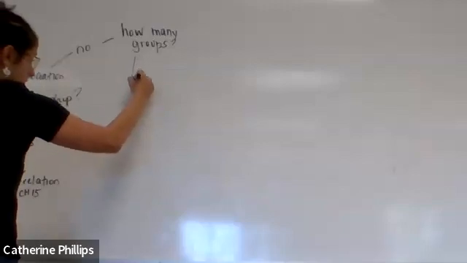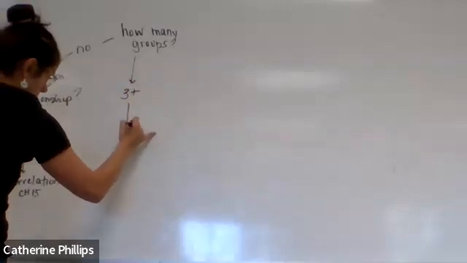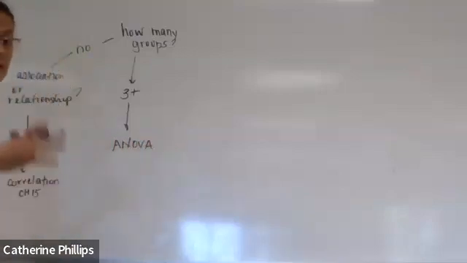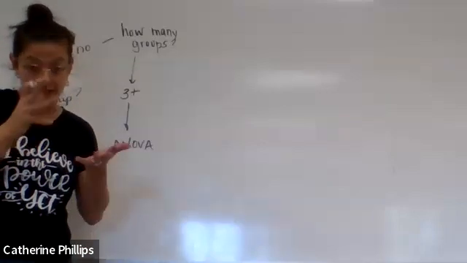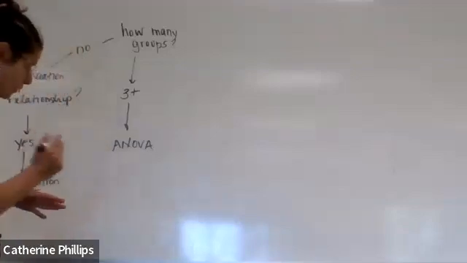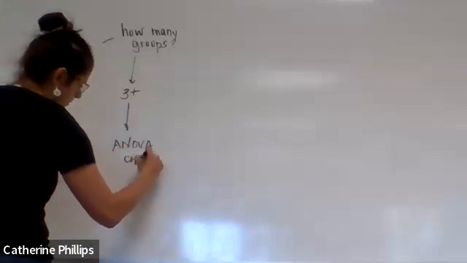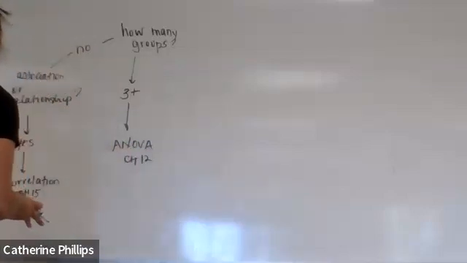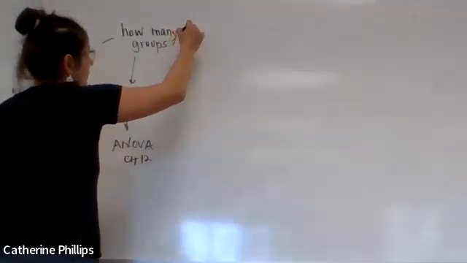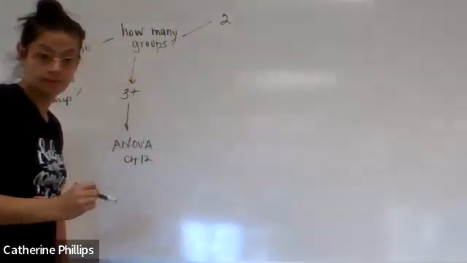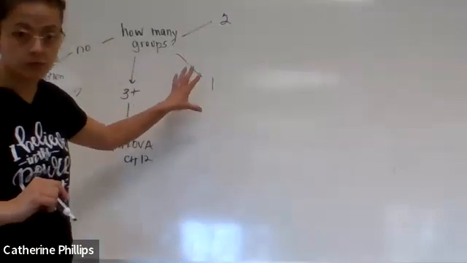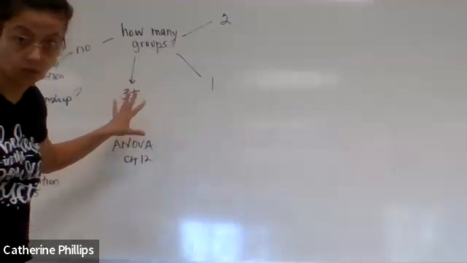If the answer is 3 or more, then that's an ANOVA. An analysis of variance. That's the only type of analysis or test statistic that we've covered this semester that can handle having more than 2 groups, more than 2 measurements. So that's a chapter 12 question. Okay. Alternatively, we could have 2 groups, or we could have 1. Okay. So our answer is going to be 1 group, 2 groups, or 3 or more groups.